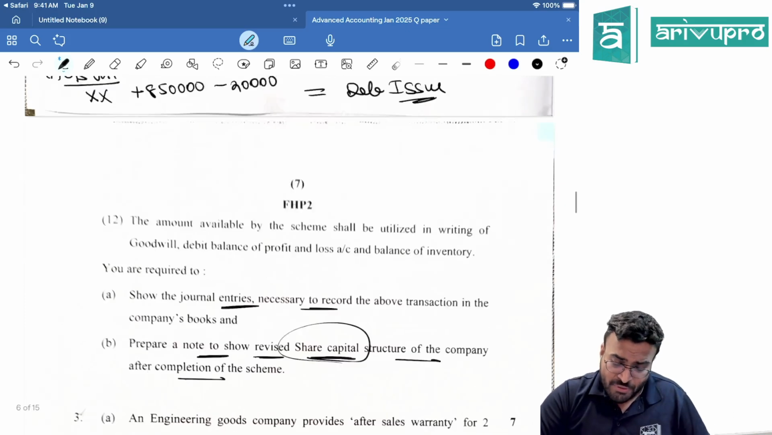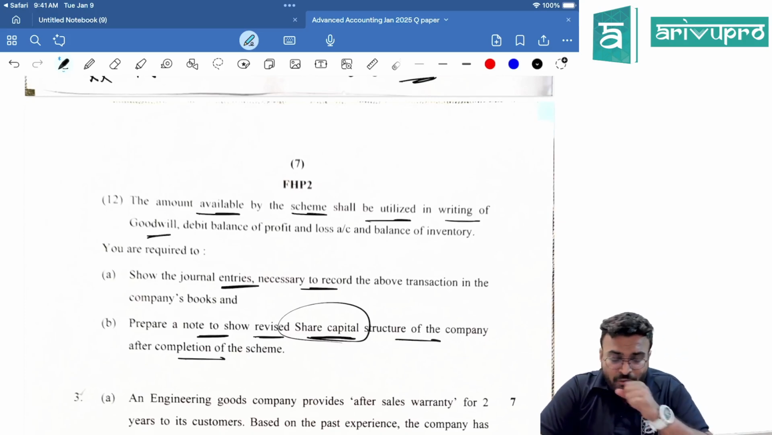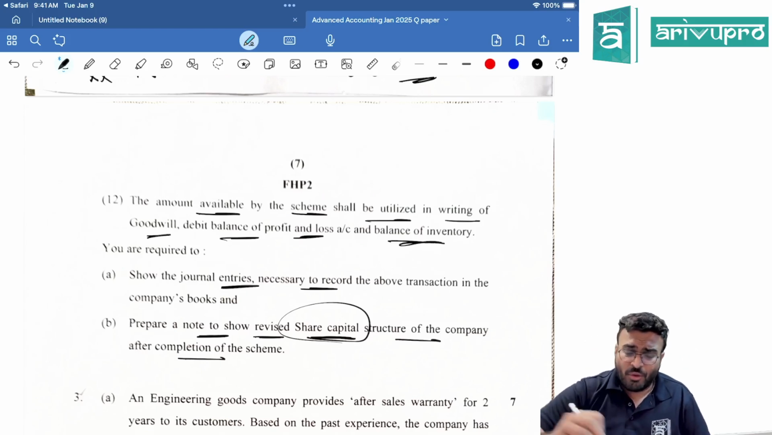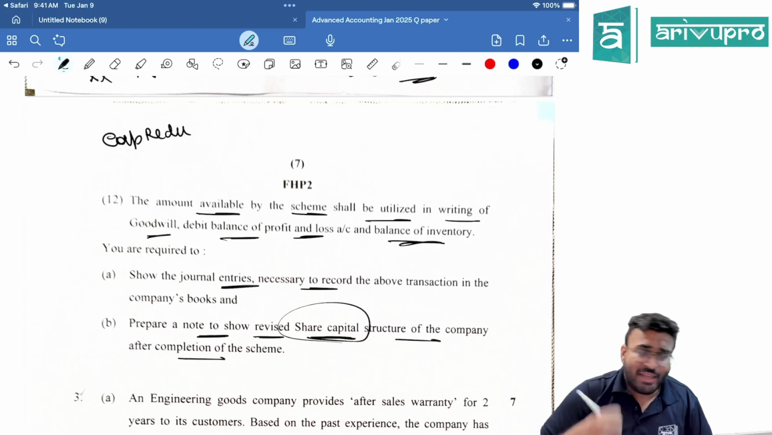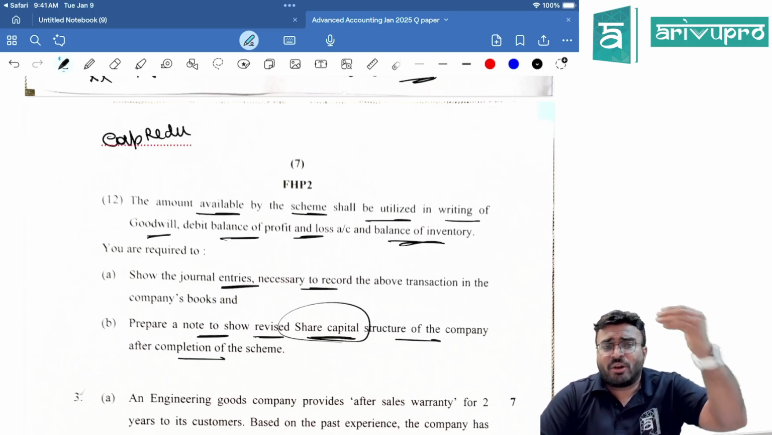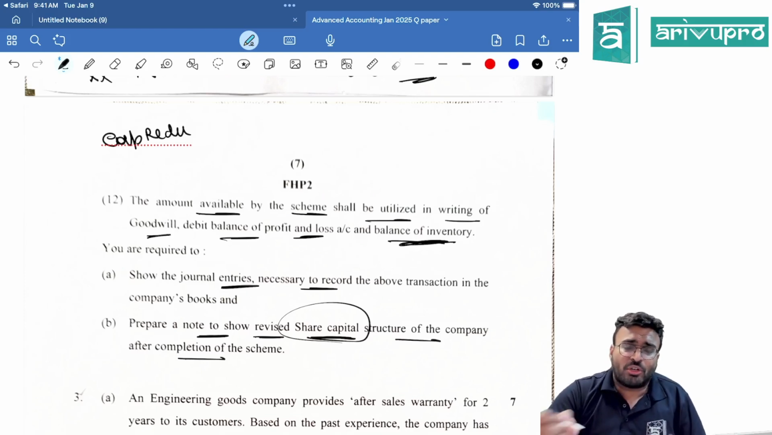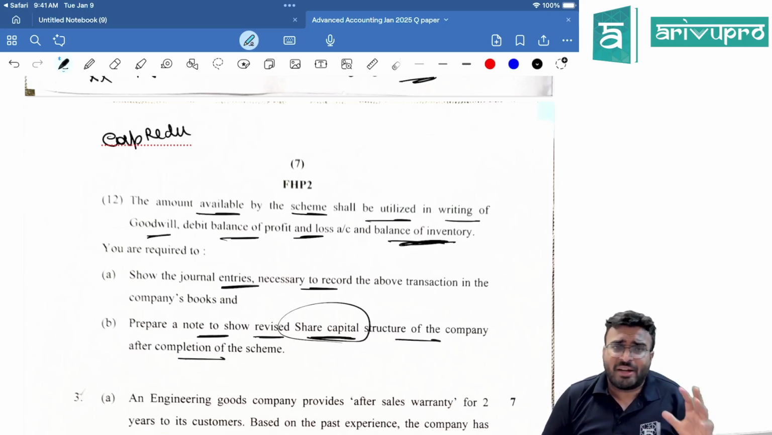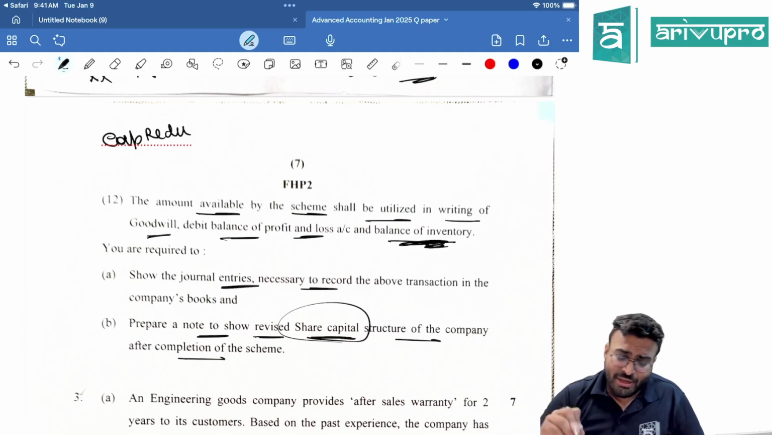Next, amount available by the scheme shall be utilized in writing off the goodwill, debit balance of P&L and balance of inventory. Okay. Now what we are going to do, whatever is the balance of capital reduction, just be careful, use it to write off the goodwill. So capital reduction account debited to goodwill, then capital reduction account debited to P&L, and then remaining use it to write off the balance of the inventory. After that, if you have any amount, that is transferred to capital reserve. Otherwise, if there is no amount, balance of inventory will be written off. Okay, these are the entries which you are going to pass.